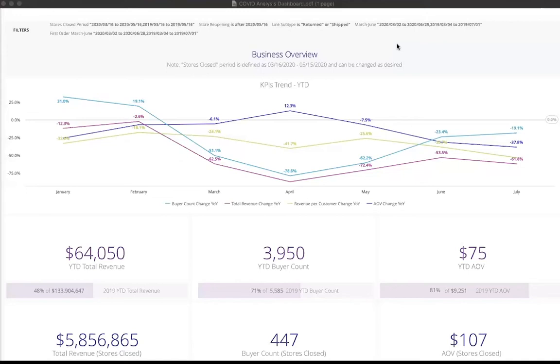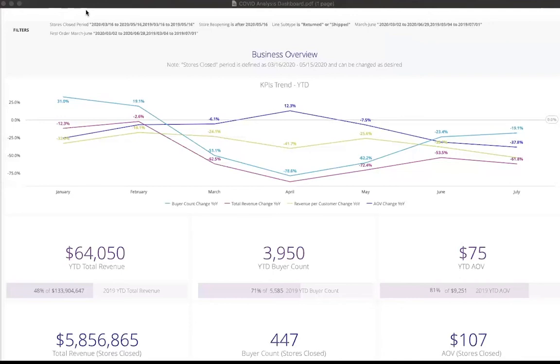The dashboard is mainly focused on a predefined time period, referred to as the stores closed period, which represents the date range when the business was mostly impacted. It doesn't necessarily need to be a time where all your stores were closed. It just represents the time period that COVID impact was felt the most by your business. And you can configure that time range through the filter at the top here.